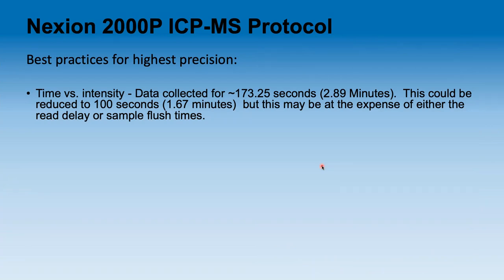So here we go. For the 2000P, and hopefully whatever instrument you have, if you don't have a 2000P, we collected data for approximately 173 seconds, so close to 3 minutes, which is pretty good, but we could probably reduce that to less than 2 minutes per sample. But it might be at the expense of the read delay or the sample flush times. But still, 3 to 5 minutes a sample is not horrible. 2 to 3 minutes a sample, I mean, that's pretty good to get really good solid data.